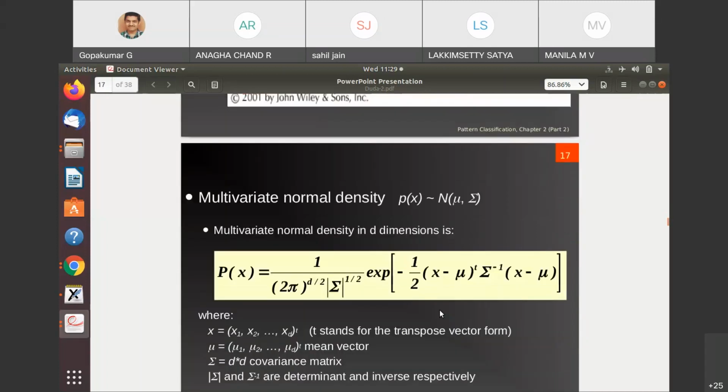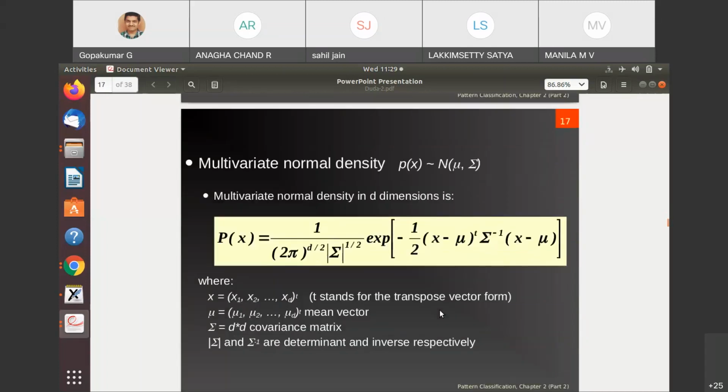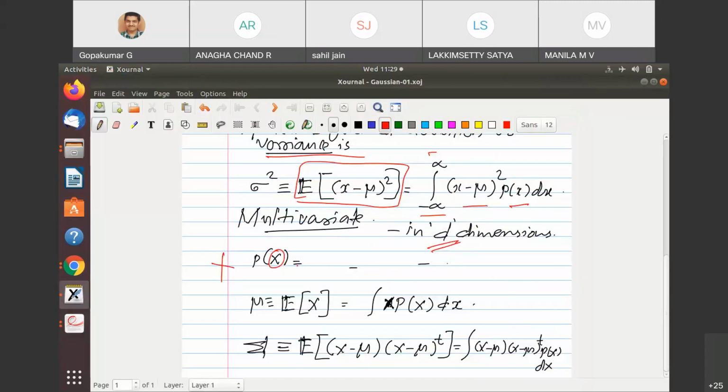When we consider a multivariate normal density, we have to replace the small x by the capital X.